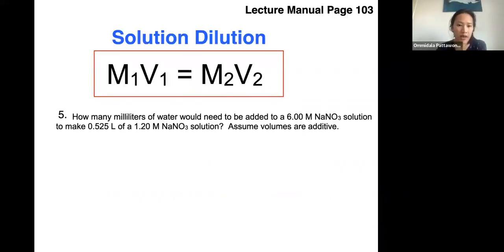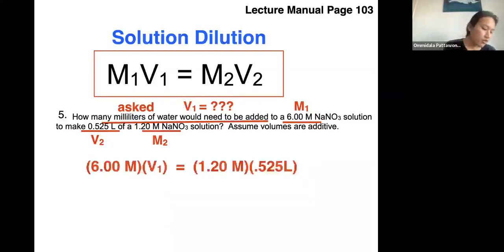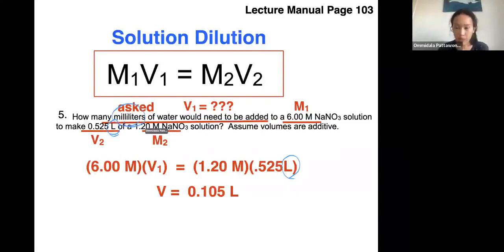So this problem is asking to find out how much water needs to be added, in milliliters. It's giving us the initial concentration, the final volume, and also the final concentration. In this case, we are going to find out V1. Next, all you need to do is plug all these values into the equation M1 V1 equal to M2 V2. Because the volume is given in liters, when you calculate for this, your volume is going to come out in liters as well. But the problem is asking for milliliters, so you need to do one more step, which is to convert that liter into milliliters.